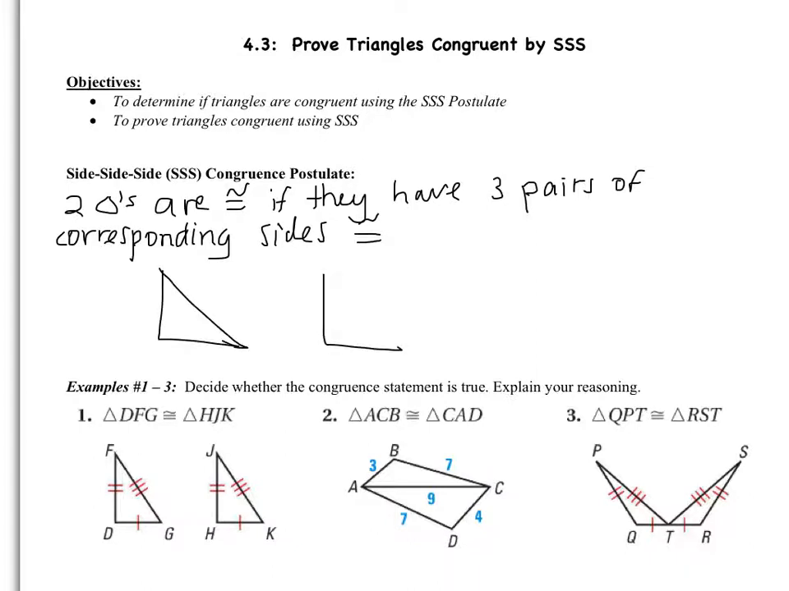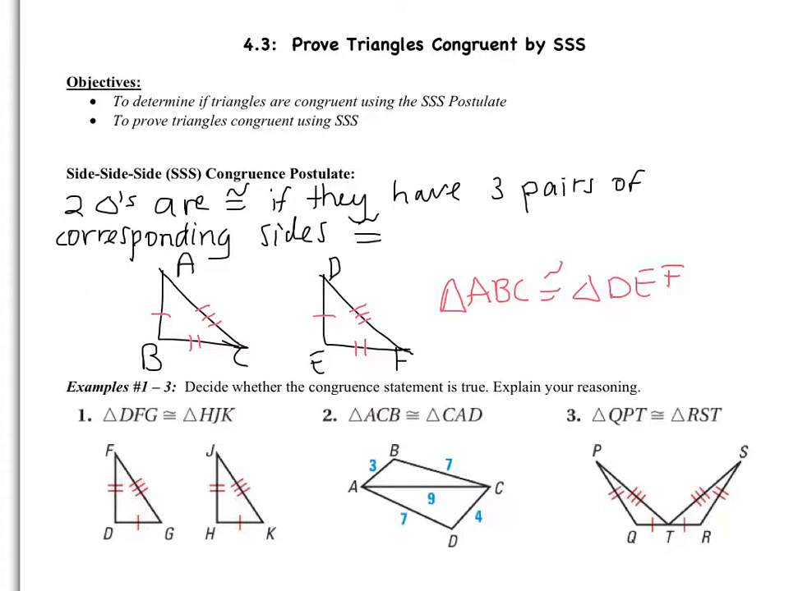So if we draw ourselves two triangles and label them A, B, C, D, E, F, these two triangles are congruent if all the sides are congruent. So AB is congruent to DE, BC is congruent to EF, and AC is congruent to DF. In this case, we would say triangle ABC is congruent to triangle DEF, which means all the sides are congruent and all the angles are congruent. So although we only have three sides, this tells us that the angles are congruent as well.